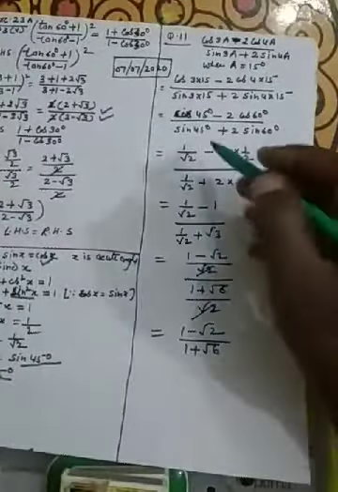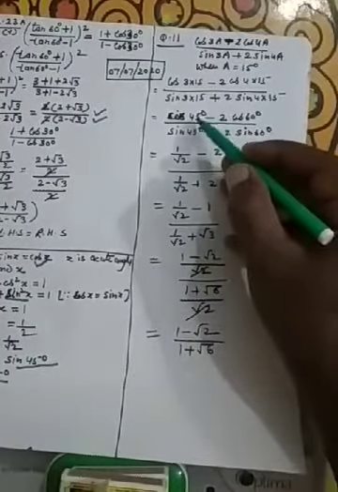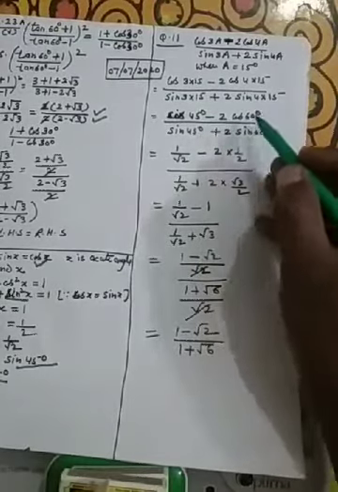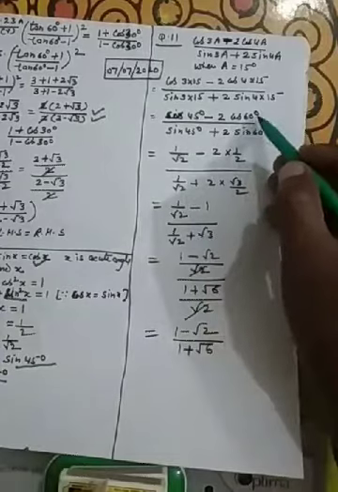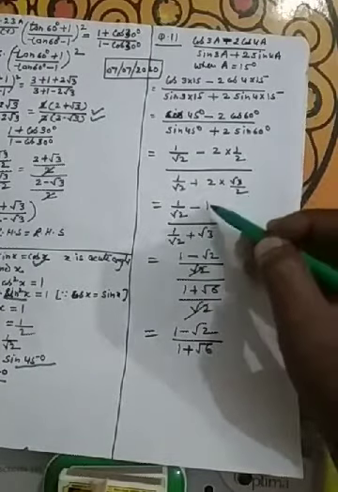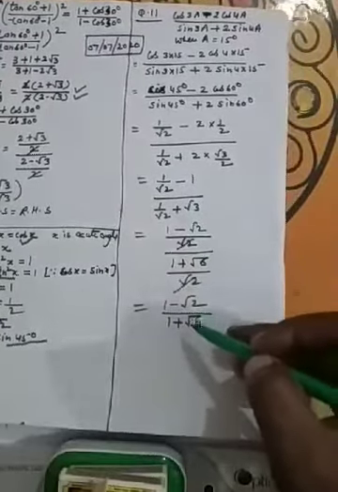So you put in the value of corresponding angles, 45 degree and 60 degree. Cos 45 degree is equal to 1 upon root 2. In the same way, cos 60 degree is equal to 1 upon 2. So this way you can solve the question. Now move to the exercise.